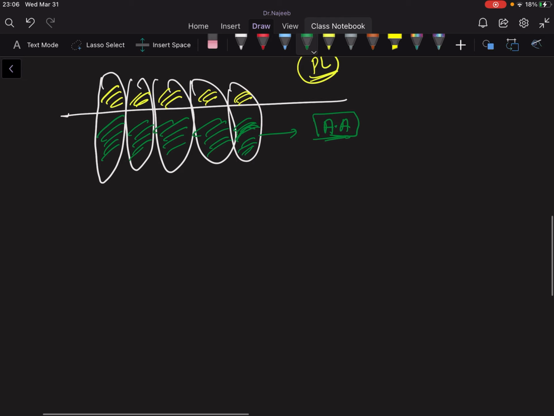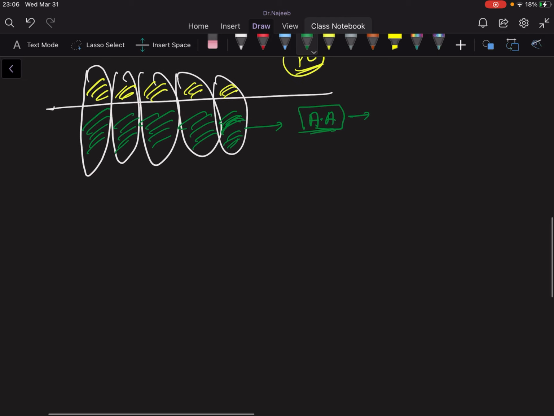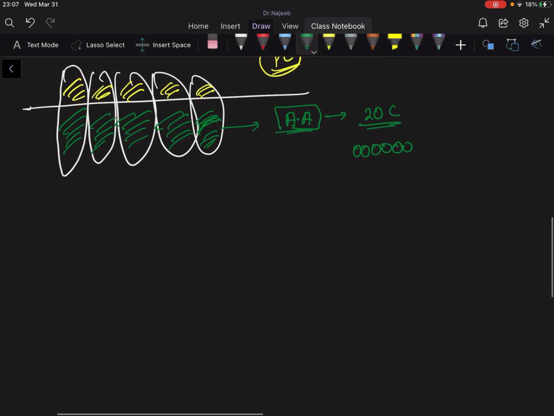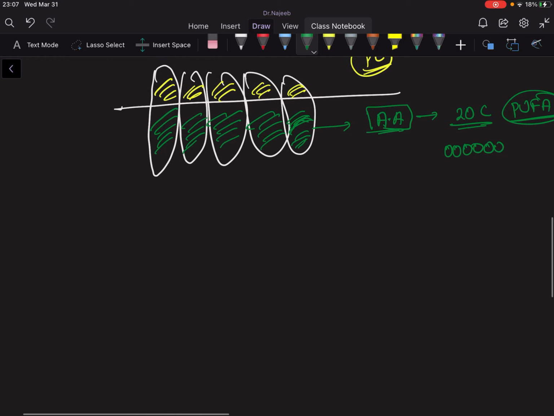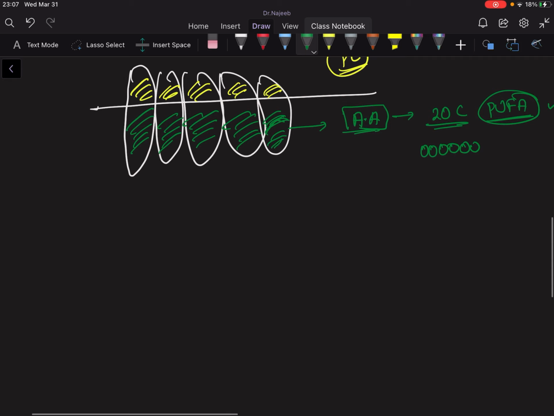So what is this arachidonic acid made up of? It is 20 carbons. It means it contains 20 carbons like this. It is a 20 carbon polyunsaturated fatty acid which is present in phospholipids. So where does this arachidonic acid come from? It mainly comes from diet.